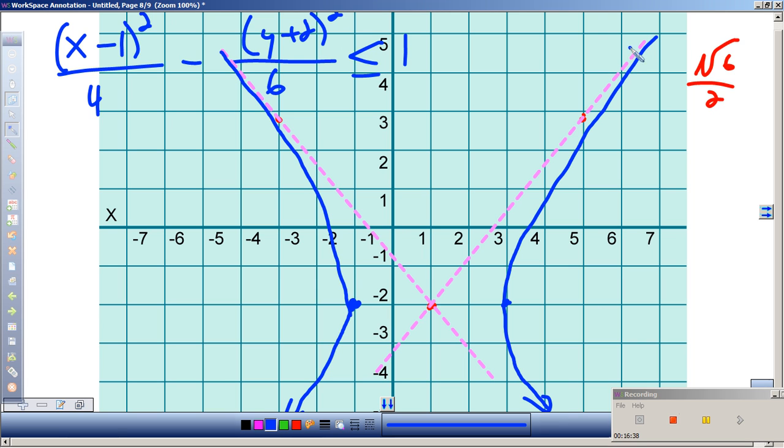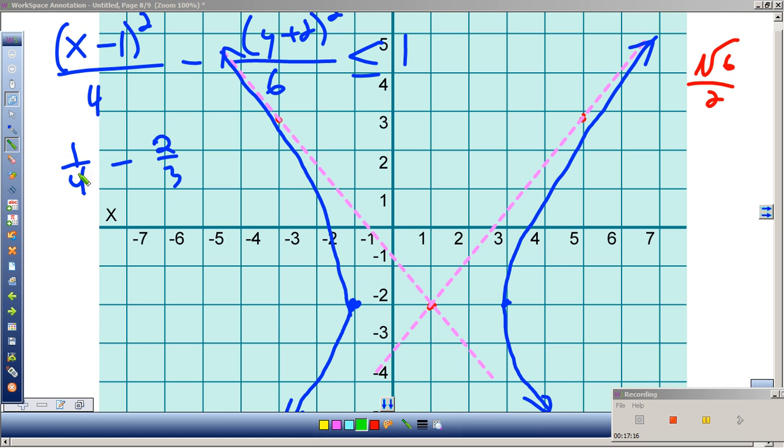Now, where is the shading of this? Let's plug in 0, 0. Right here. Is this true? So 0 minus 1 is, yeah, 1, squared. So we get 1/4 minus 4/6, which is negative 2/3. Is that less than or equal to 1? Yes, because it's going to be negative. Which means that all of this out here is shaded.